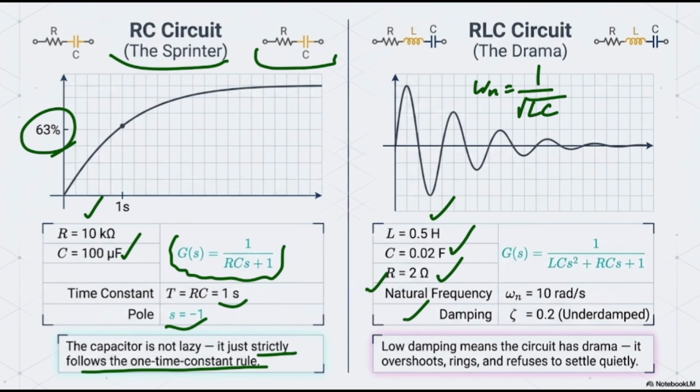Natural frequency means: what would happen if you don't put any limitation on your system, and you would like to see with what frequency your actual system is going to move or oscillate. So it's going to be 1 divided by the square root of L times C. If you find this value, it's going to be 1 divided by 0.1, and you have it at 10 radians per second.